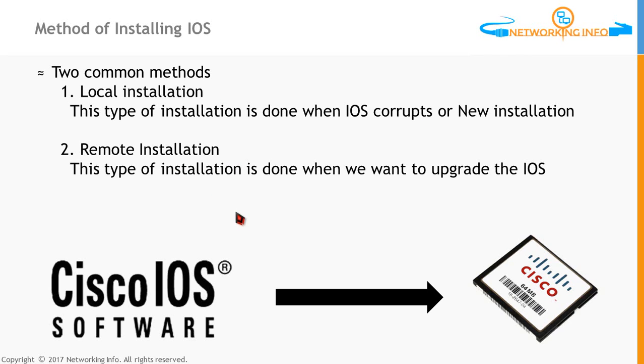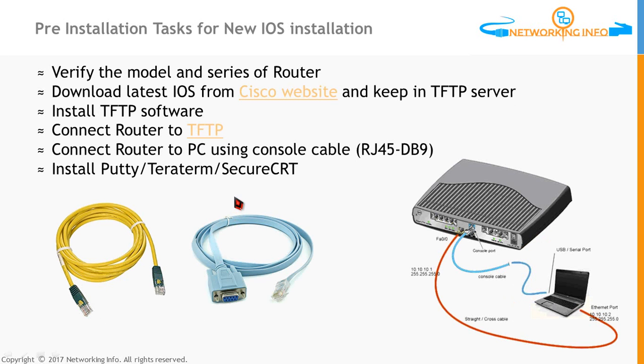Now we can talk about the pre-installation tasks of this installation. First we always need to verify the model we have and its series number. Then based on that we can download the IOS version from the Cisco website. So first, verify the model and series of the router. Then download the latest IOS from the Cisco website.